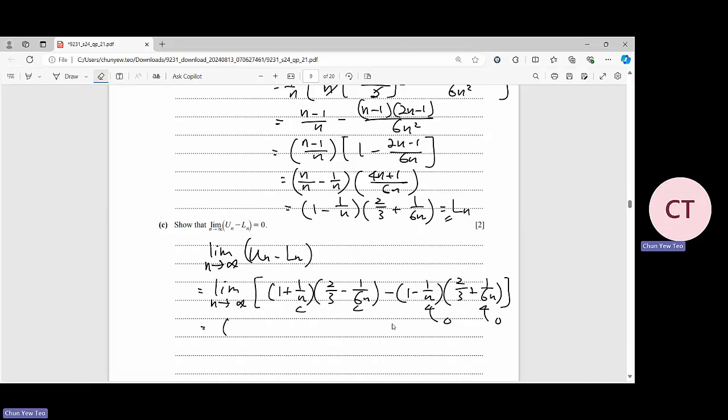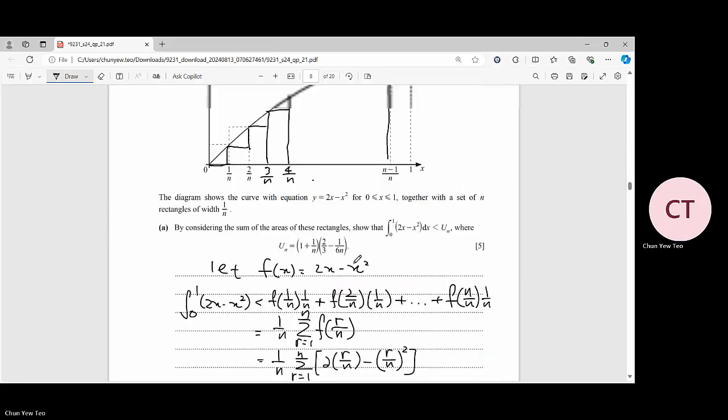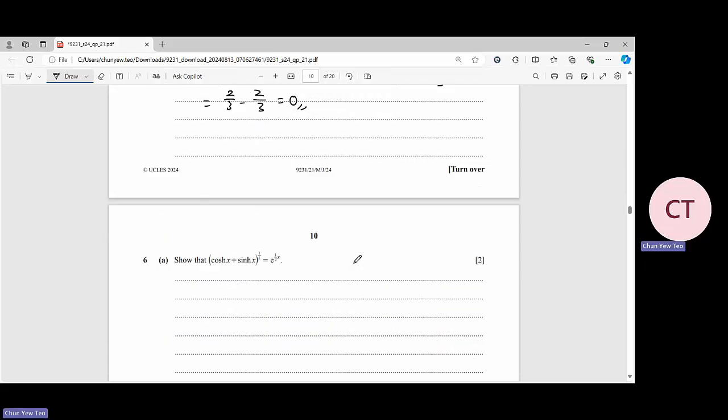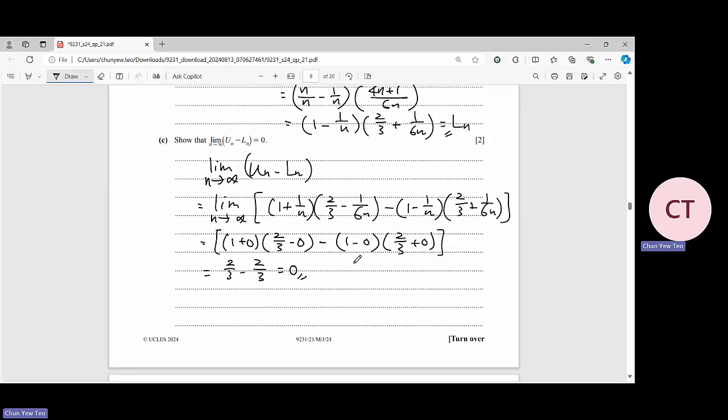Okay? So when you express them out, you can straight away just write it like this. This is 1 plus 0, 2 over 3 minus 0, minus 1 minus 0, and 2 over 3 plus 0, if you make n approach infinity. So at the end, you get the answer 2 over 3 minus 2 over 3. You get 0. So that will be the answer for question number 5, part C. All the questions for number 5 are done.